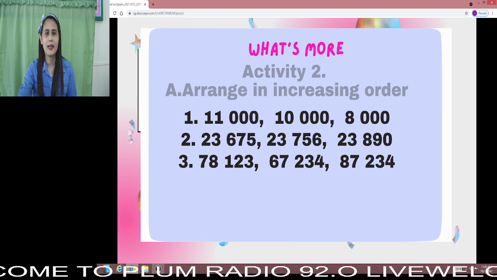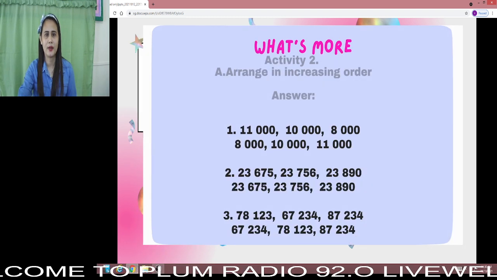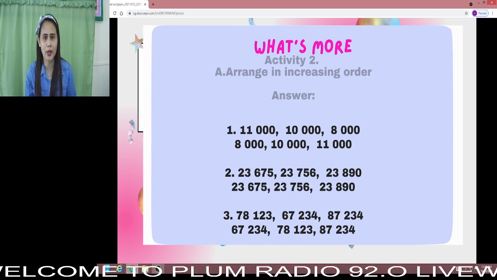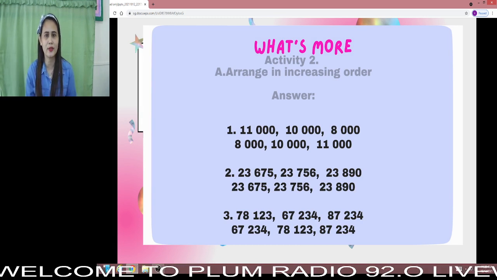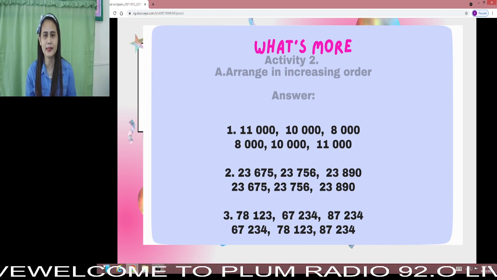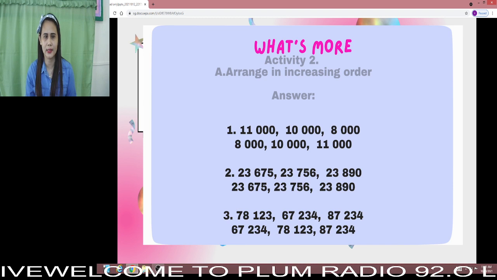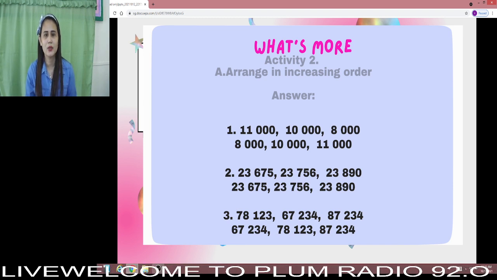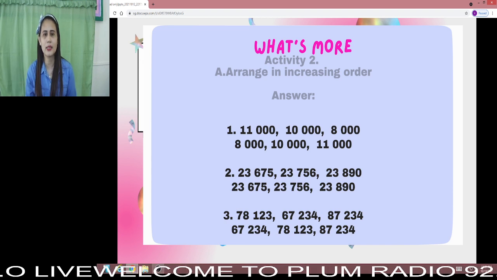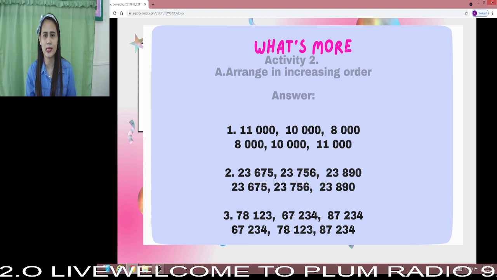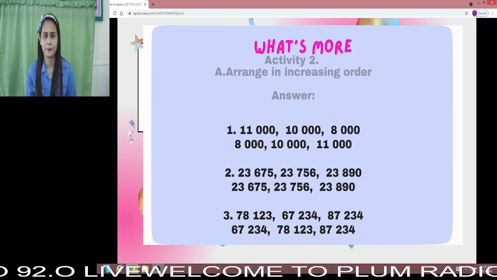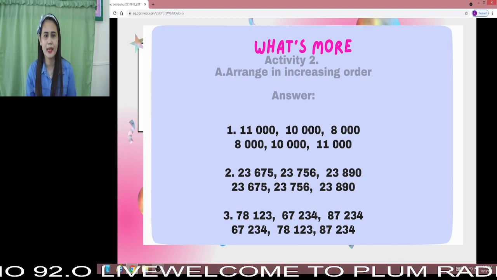Time's up. Let us check your answer. So for number 1, arrange in increasing order. So the first set of numbers are 8,000, 10,000, and 11,000. Number 2, 23,675, 23,756, and 23,890.